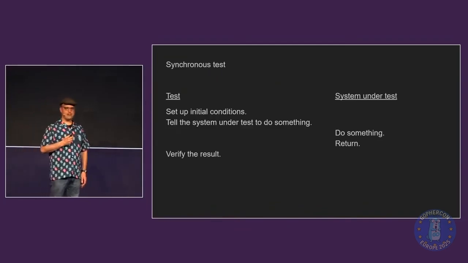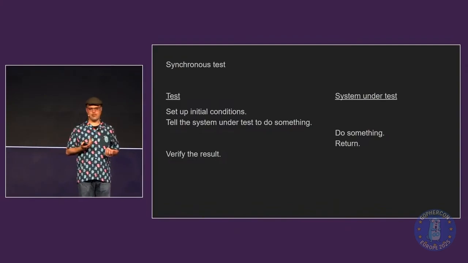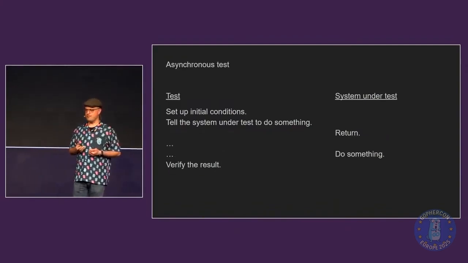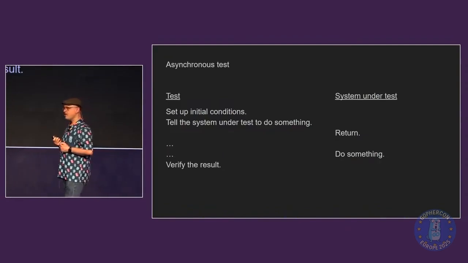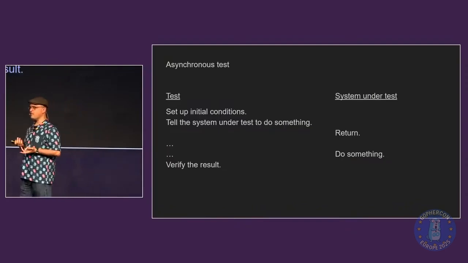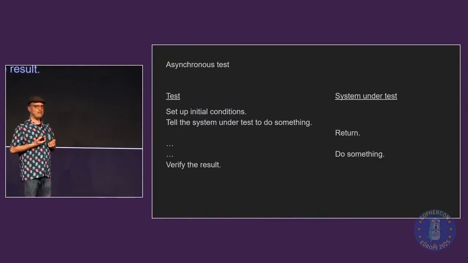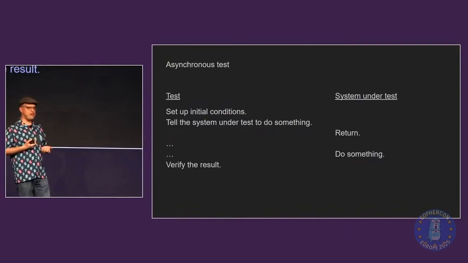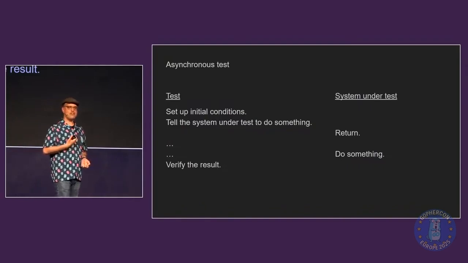Testing a synchronous function is quite straightforward. You set up your initial conditions, you call your function, it does something, it returns, and you verify the result. But testing an asynchronous function can be quite tricky. You call the function, it returns, you then wait for it to finish doing whatever it does, and then you verify the result. If you don't wait the correct amount of time, you might find yourself verifying the result of an operation that hasn't happened yet, or one which is still in the process of happening, and this never ends well.